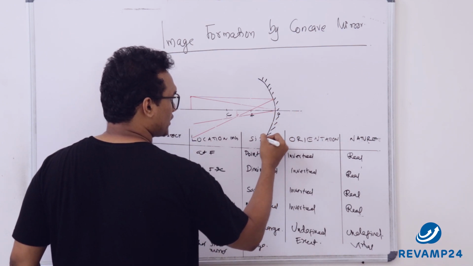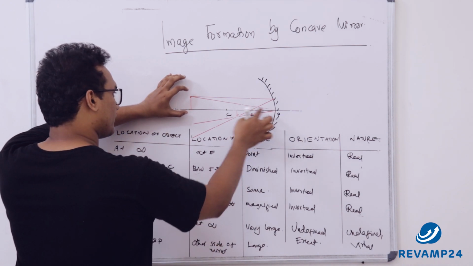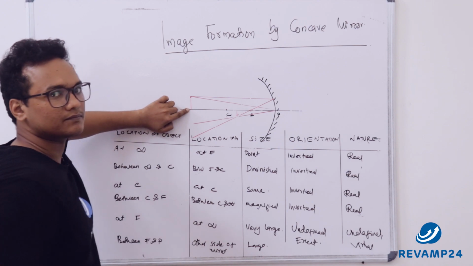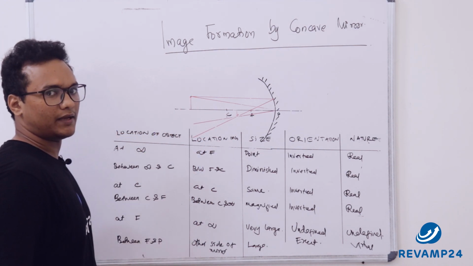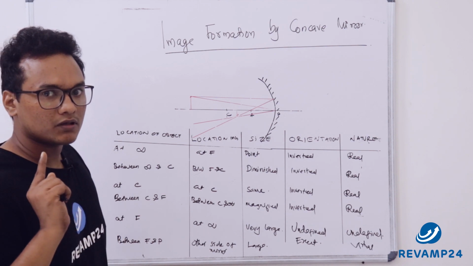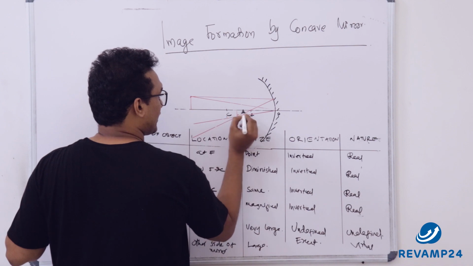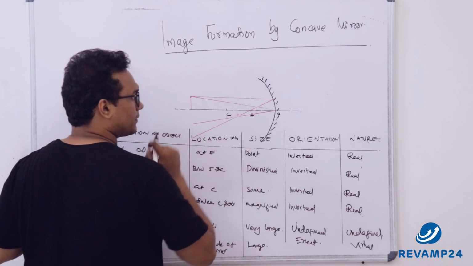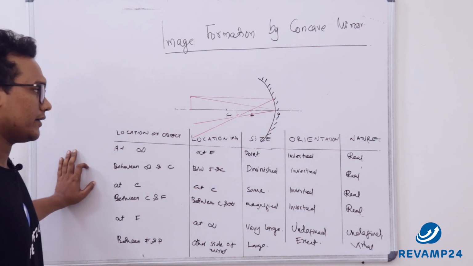So first, in front of the concave mirror, I am keeping my object at a distance which is larger than C. So beyond C, I am keeping my object. For image formation, I need a minimum of 2 rays. The first ray which I am going to consider is the ray parallel to the principal axis. On reflection, that would go through the focal point.